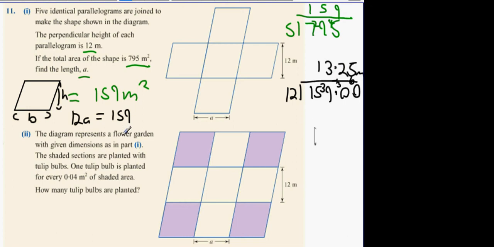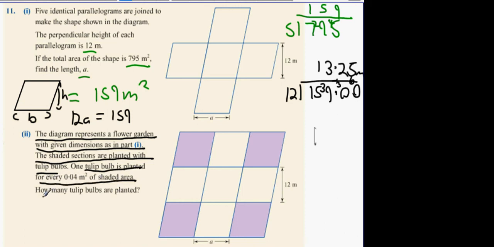Okay, Jan, the next question. Read it nice and loud there for me. The diagram represents a flower garden with given dimensions as in part 1. The shaded sections are planted with tulip bulbs. One tulip bulb is planted for every 0.04 meters squared of shaded area. How many tulip bulbs are planted?